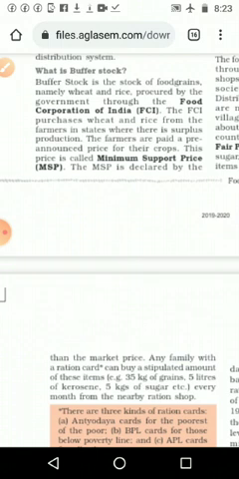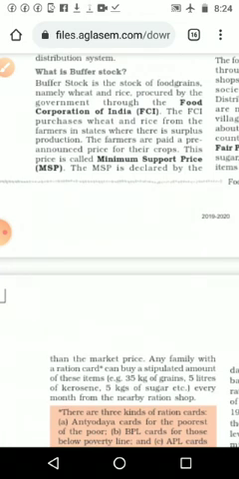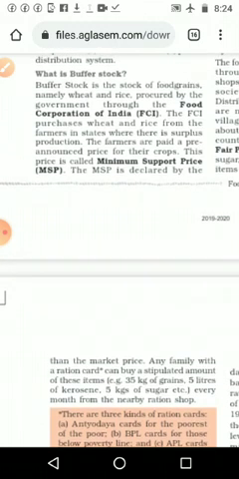Nowadays we are hearing that, because of this pandemic situation, many states are distributing food items with the help of this buffer stock. You might have heard in the news also that they are depending on the Food Corporation of India to get maximum food items or grains like that.